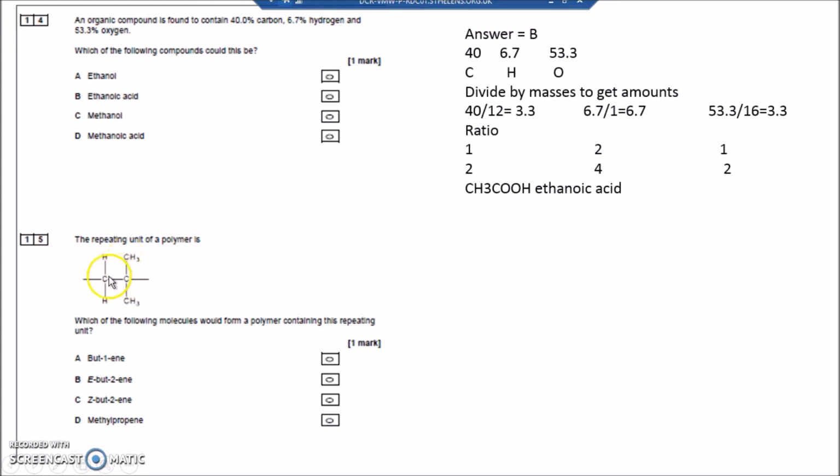So it's been 2-methylprop-1-ene, or methylpropene.